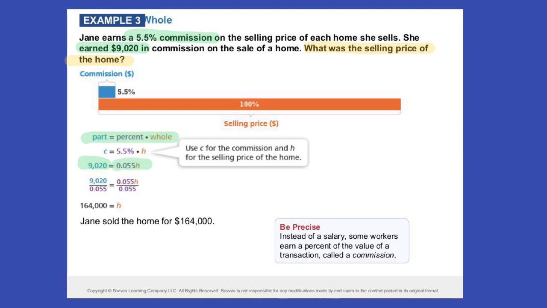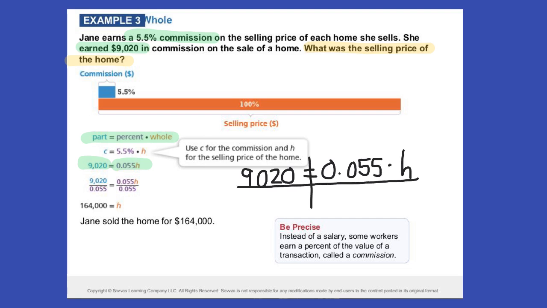Now, they could have left that just as 5.5%, but they changed it into a decimal, which is fine. I'm going to write this off to the side because I don't have room for where they were working. So they had $9,020 on one side of the equal sign, and they changed that percent into a decimal on the other. Now, my numbers are not on the same side. I can't just multiply them. When they are separated like this or divided from each other, that should give you a hint.